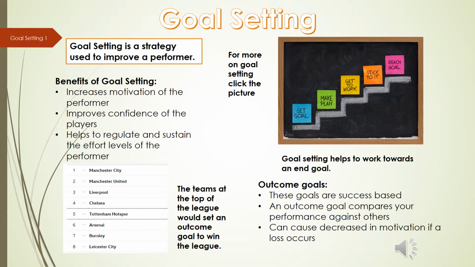There are many different types of goals you can set, one of which are outcome goals. Outcome goals are success-based. For example, your team may set a goal to reach the final of a trophy. They aren't always based on winning, but refer to an objective you want to achieve as a team or an individual by the end of the season. Outcome goals compare your performances to the performances of others around you, and if successful, can cause large motivational increases. However, losses can be very detrimental and damage motivation severely.